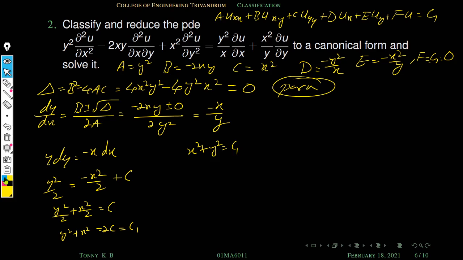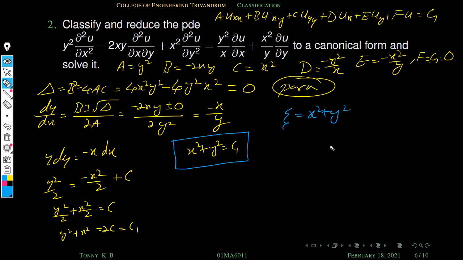Okay, so we have one characteristic equation, x square plus y square equal to c1, since it's a parabolic. We can choose this as one transformation. So I'm going to choose psi as x square plus y square.